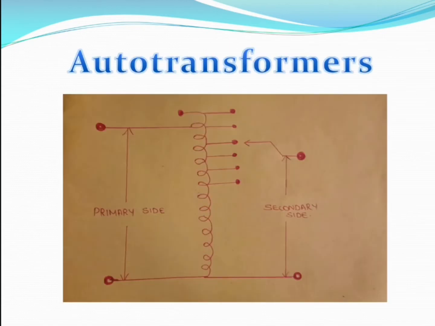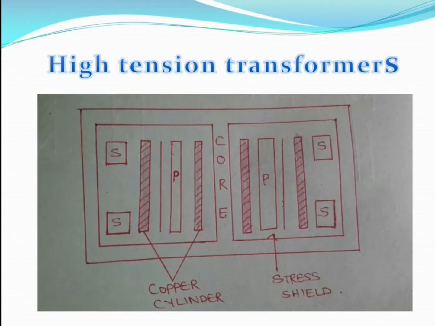So here you can see the image of an autotransformer. Here you can see the primary side of the autotransformer, secondary side of the autotransformer. And this is a high tension transformer. This is the picture of a high tension transformer. In high tension transformer, you will find a single primary coil and two secondary coils. In autotransformer, there is only a single winding, and the single winding is differentiated into terminals, and it can be used both as primary as well as secondary coils. Now let's discuss in detail about the autotransformers as well as the high tension transformers.